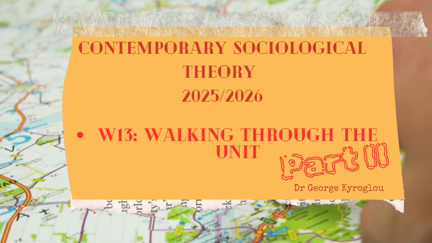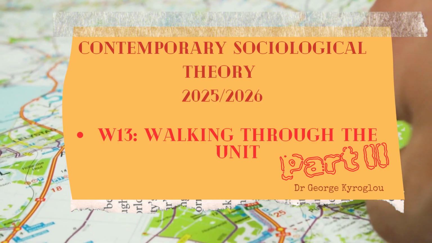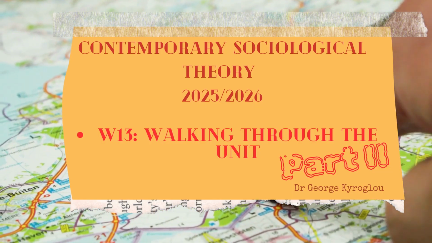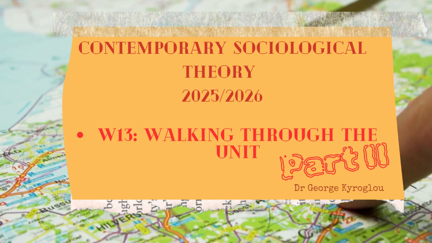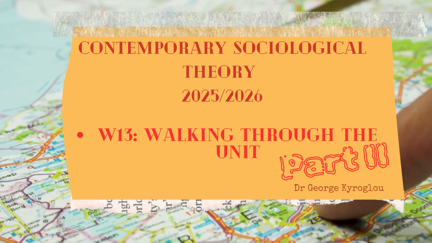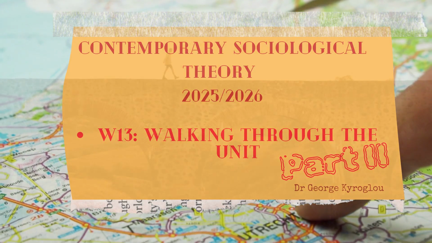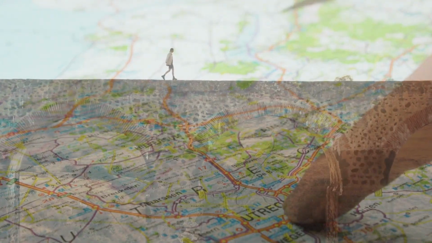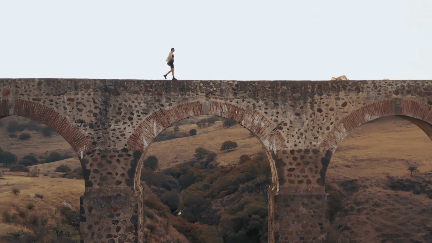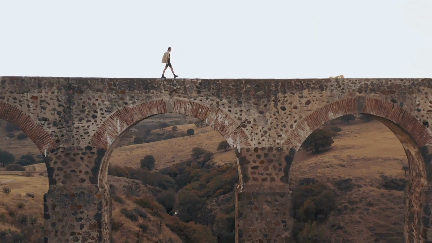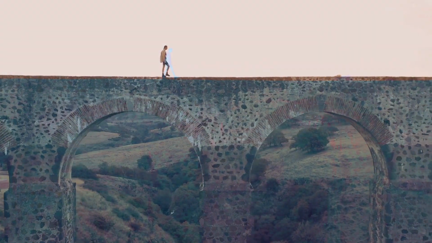Part 2, walking through the unit: what we mean by theory, how the pieces fit together. Right, so after that brief introduction, let's actually turn to the slides now and begin to map out what this unit is doing. I want you to think of this less as a checklist of weeks and more as a journey, a movement through a set of recurring questions. We'll keep returning to the same problems, but each time from a slightly different theoretical position.